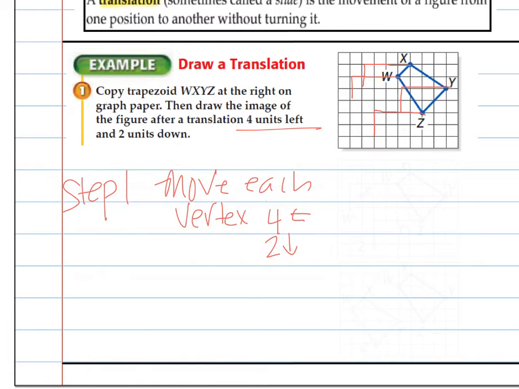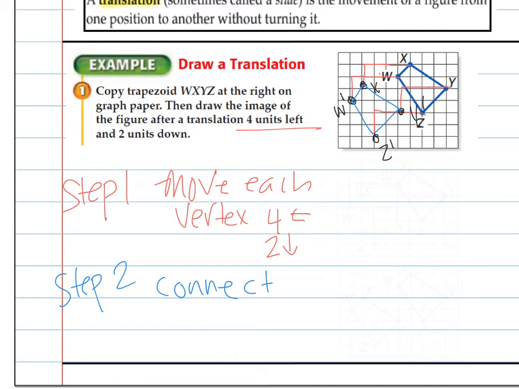Then I would plot my points there, so I would call this X prime, W prime, Z prime, and Y prime, and connect those, and you'll see that I have the same image, that same trapezoid just shifted over or slid over. So step 2 would be to connect to form the image, and then I'd label them with prime. And that's what you do. You just slide them over.